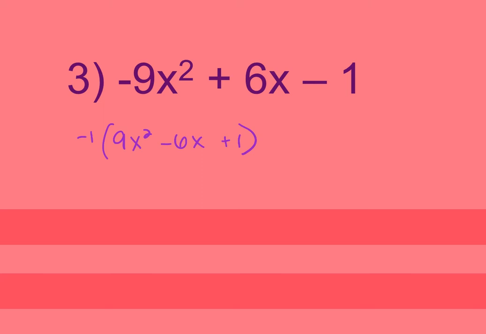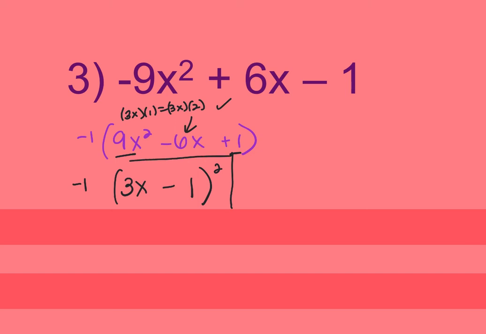Now I've got 9x squared and 1. This would be 3x times 1, which would be 3x. Double it, it's 6x. So it matches my middle term. So then the -1 stays on the front. I square root the 9x squared. I square root the 1. I keep the sign from the middle, put it in parentheses, and squared. That -1 has to stay on the front. So you don't have to do it because they're both perfect squares.